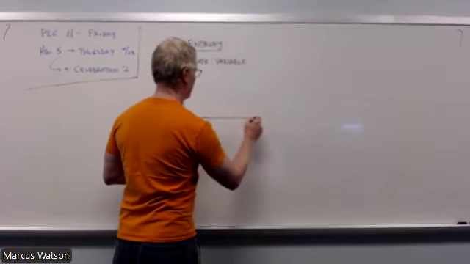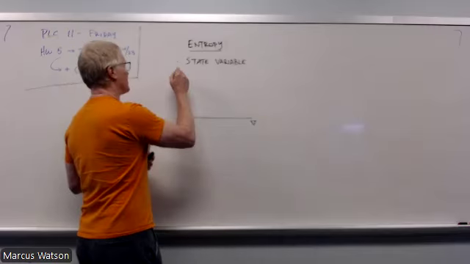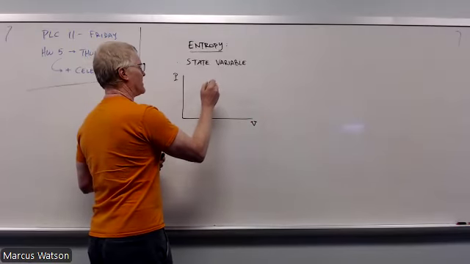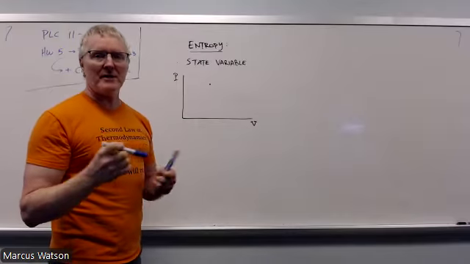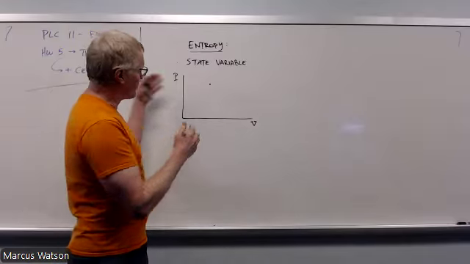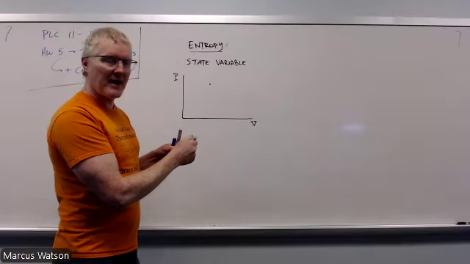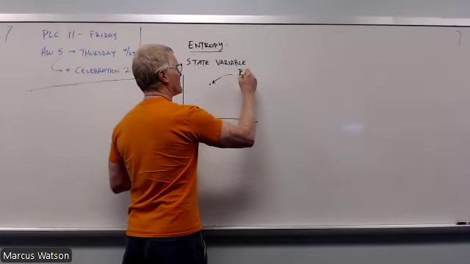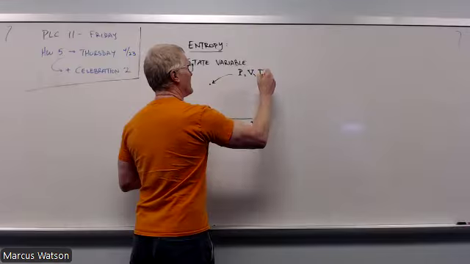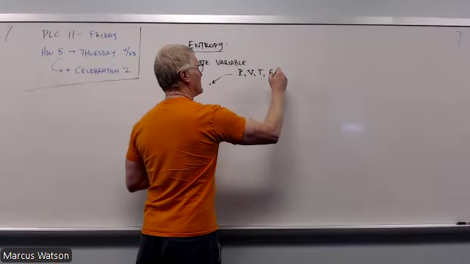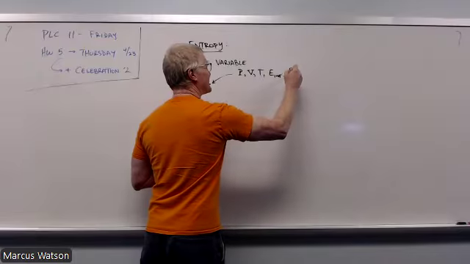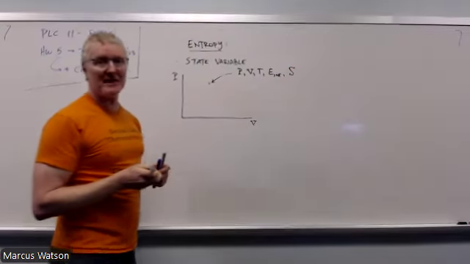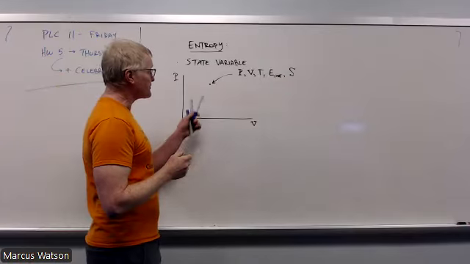So if I pick a point on the PV graph, I would say, well, there's a particular pressure and volume that's defined for that, there's a temperature that's defined here. There are things that are defined here, E internal, and also now S, which is the entropy, okay?